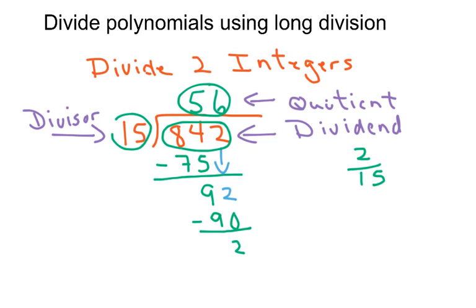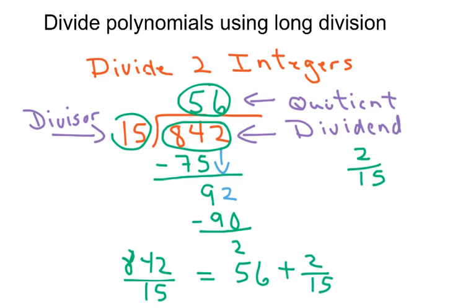So if I want to get back to my dividend, I would say 842 divided by 15, which is what we did here, equals 56, which is my quotient, plus my remainder. And basically, that's your answer.